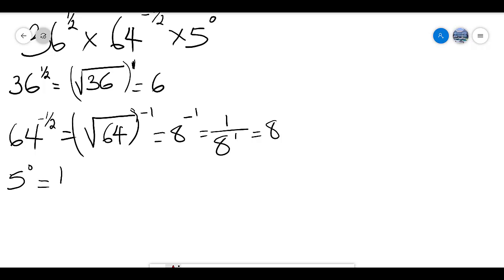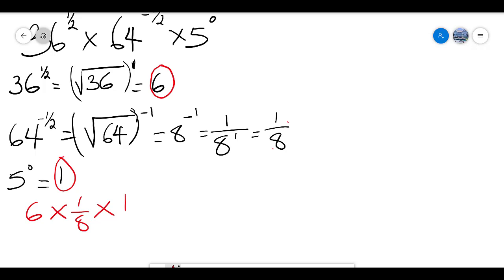Okay, so remember, this is my answer for the first term. This is my answer for the second term. This is my answer for the third term. So solving together now, I have 6 times 8 times... Sorry, there was a mistake. This is 1 over 8. So what I'm going to have here is 1 over 8 times 1. Everything, of course, would give me 6 over 8.